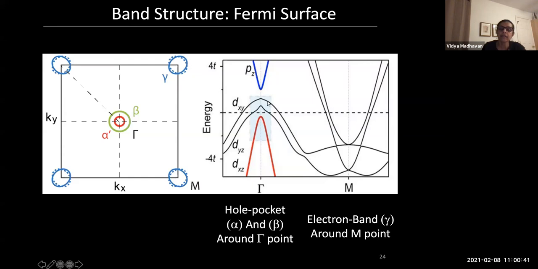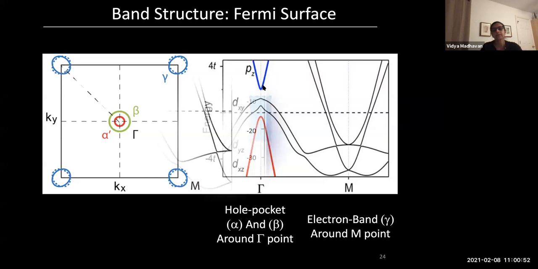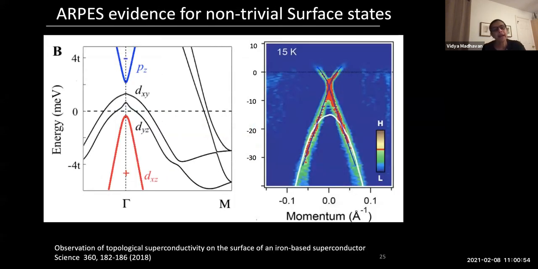And so what happens is if you start from one of the ends, then these two bands close and then reopen and then create band inversion. So once you have band inversion, then you expect to see non-trivial surface states. And in fact, that's what they showed in this 2018 work.